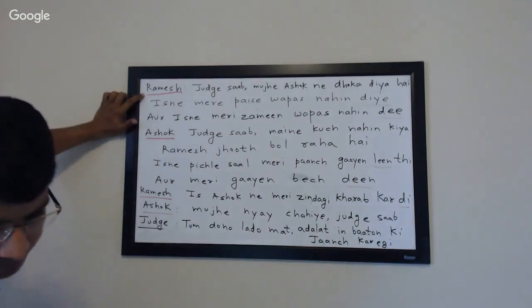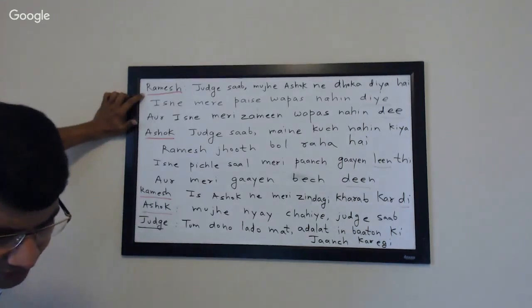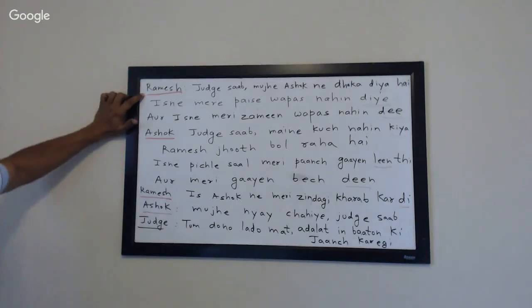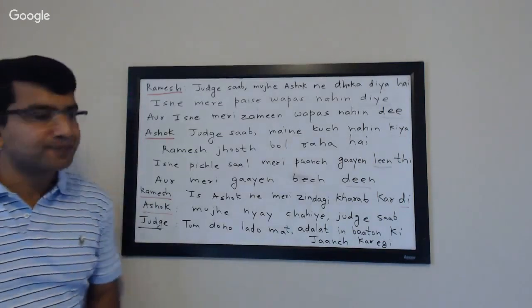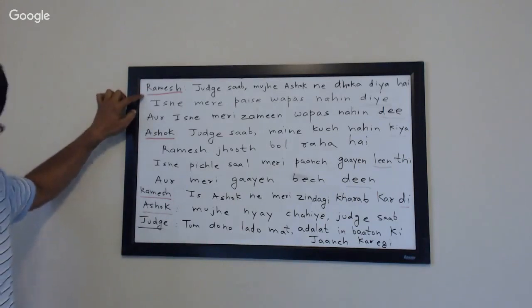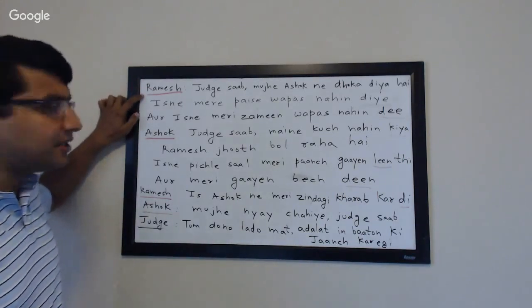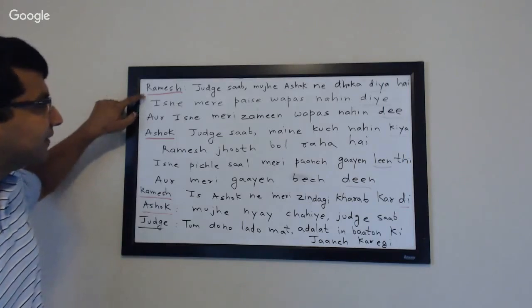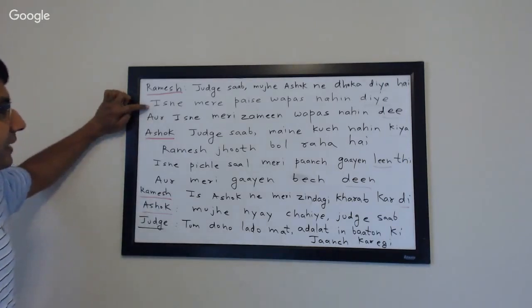Sir, Judge Sir, I don't know how you translate it. That's okay, just call it Judge Saab. Judge Saab, Ashok did cheat on me. He cheated, yes, he has cheated basically. He has cheated me, or he has cheated on me. It's completely okay. Let's go to the next line.